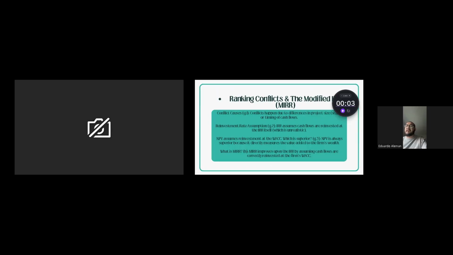Ranking conflicts and MIRR. Why do we prefer NPV over IRR? Because IRR makes the unrealistic assumption that we can reinvest cash flows at the IRR rate. NPV assumes that we reinvest at our WACC, which is much more realistic. We also calculate the modified IRR to correct the flaw and confirm the rankings.